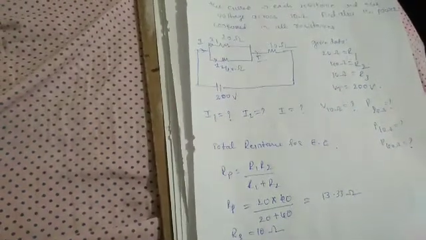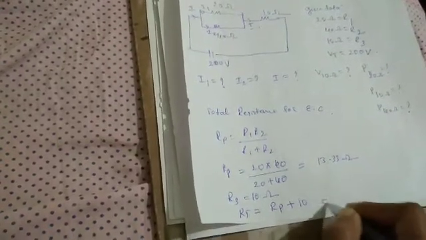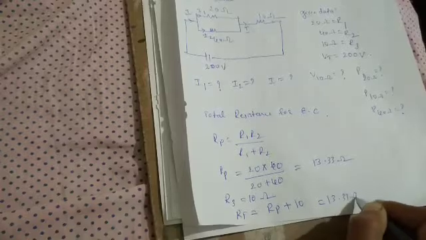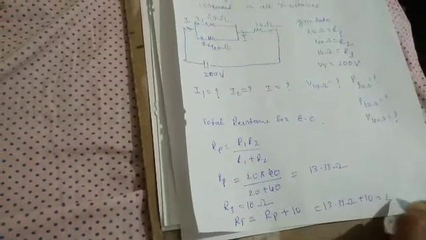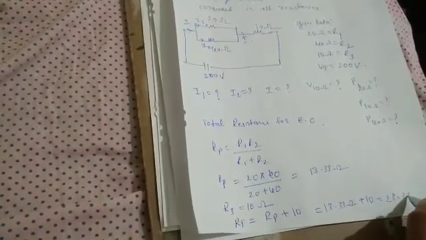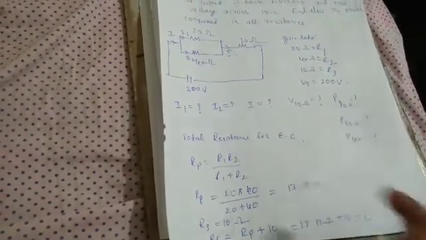Then the total resistance for the series electric circuit is RT equal to Rp plus 10. The Rp value is 13.33 ohm, plus 10, so the total resistance for the series circuit is 23.33 ohm. Next, you find the voltage drop across the 10 ohm, then find I1 and I2 using the branch current formula.